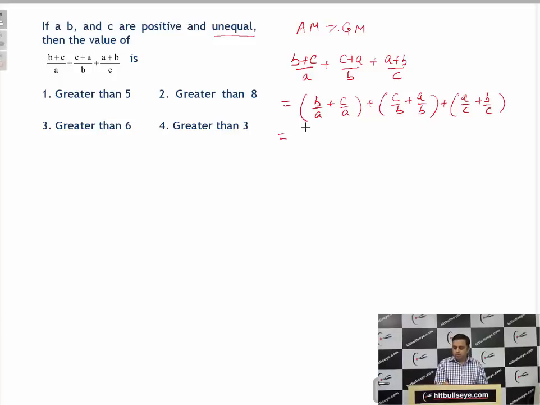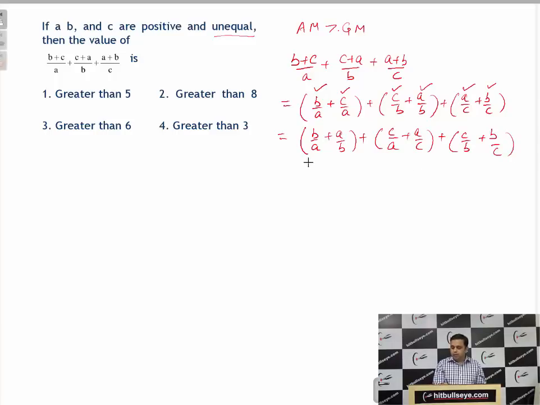Or we can write it as B upon A from here and A upon B from here, plus C upon A plus A over C, plus C over B plus B over C. So we will use the inequality arithmetic mean greater than geometric mean on these numbers.